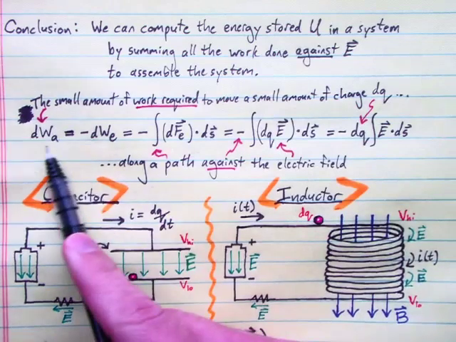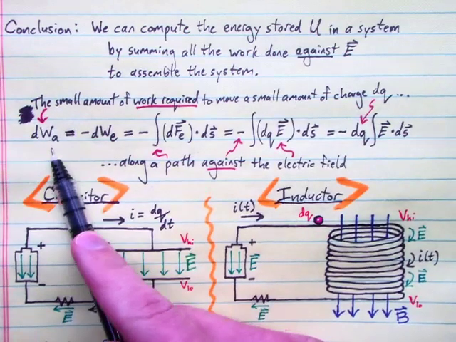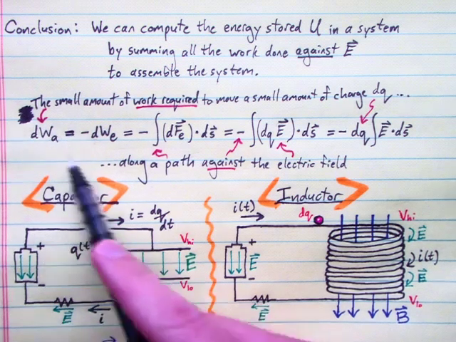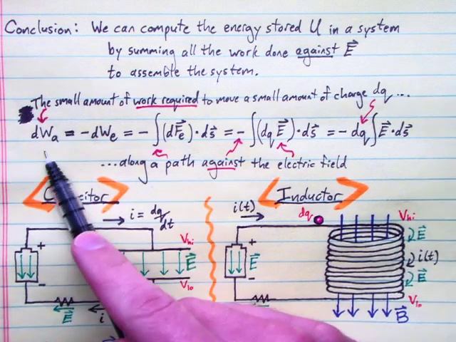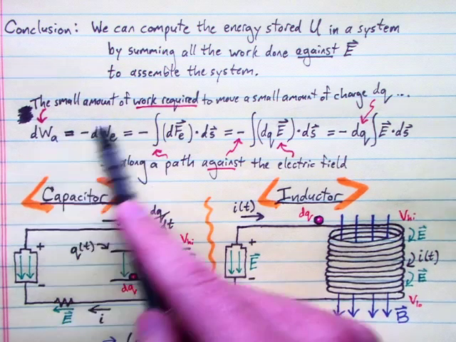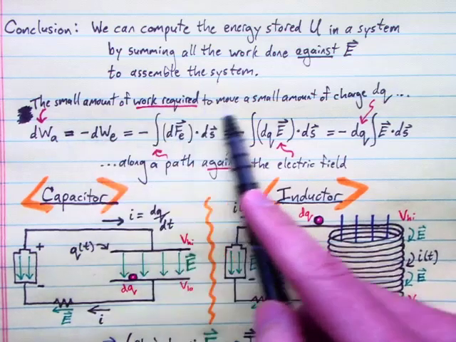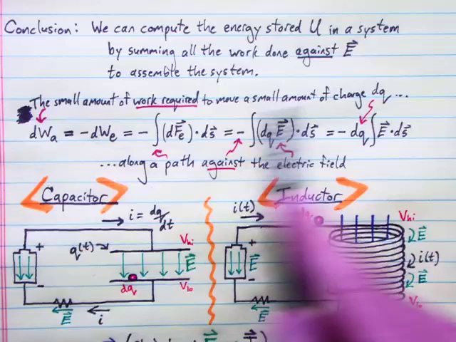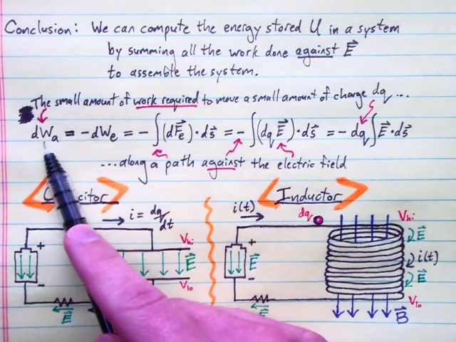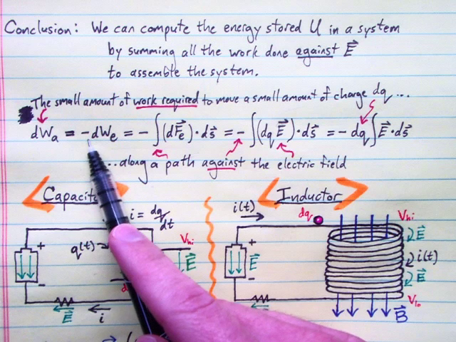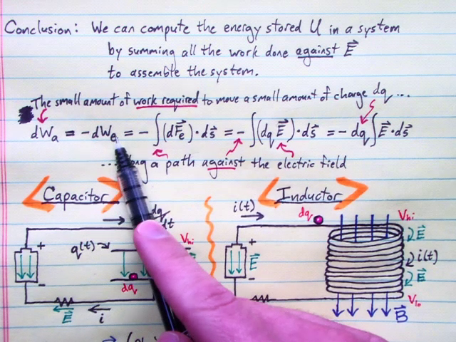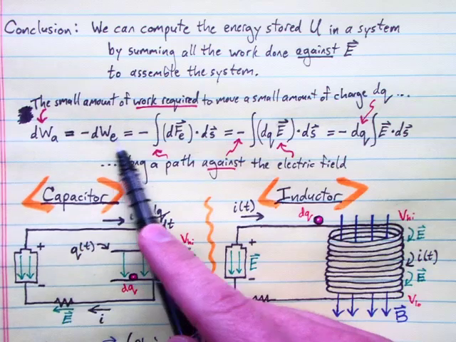Let's consider a small amount of work done by those applied forces, those external or non-conservative internal forces. An infinitesimal amount of work required, dWA, required to move a small amount of charge. So the work done by applied forces must be equal and opposite to the work done by the electric forces, by the electric field in our system.